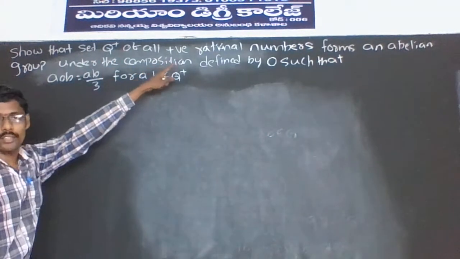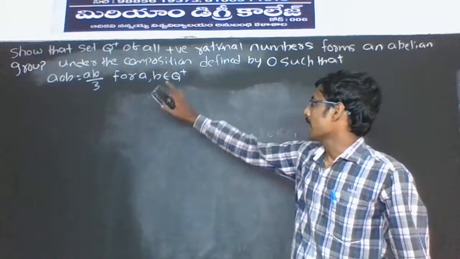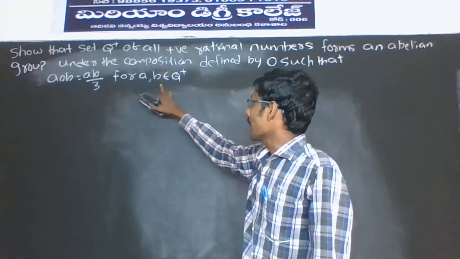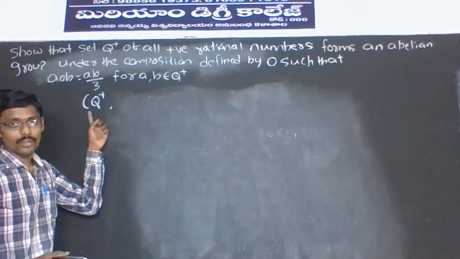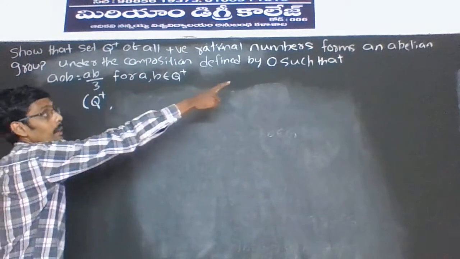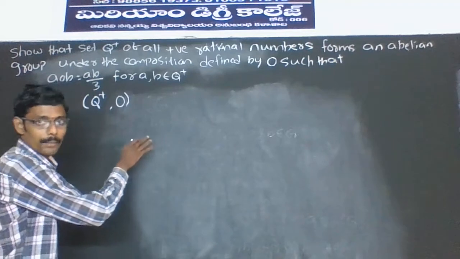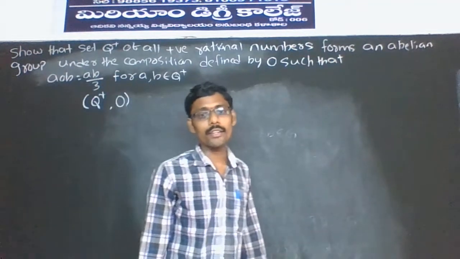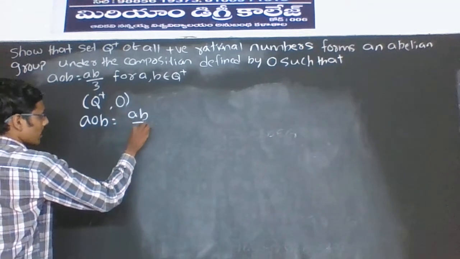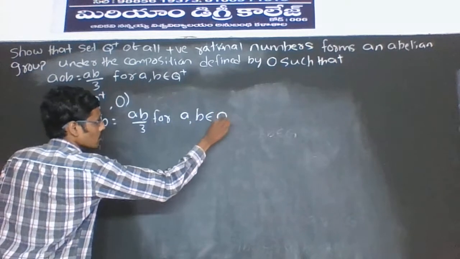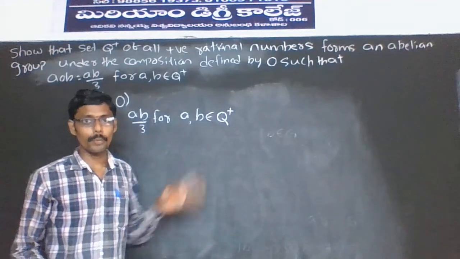Show that the set of all positive rational numbers forms an abelian group under the composition defined by circle such that A circle B is equal to AB by 3 for A, B belongs to Q plus. Q is the set of rational numbers, Q plus the positive rational numbers. Q plus, circle is an algebraic structure, where A circle B is defined by AB by 3 for all A, B belongs to Q plus.